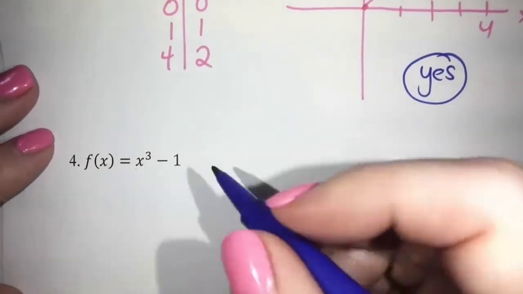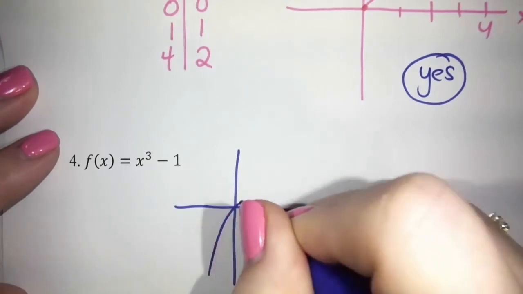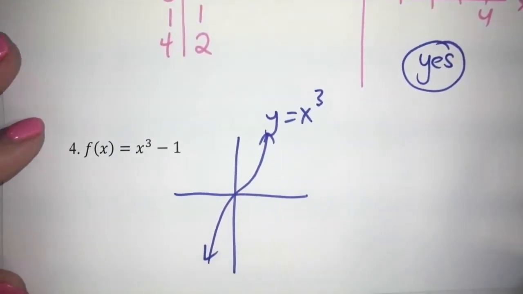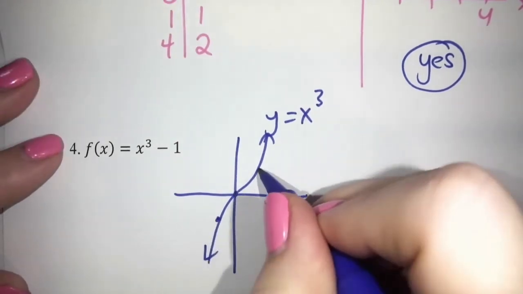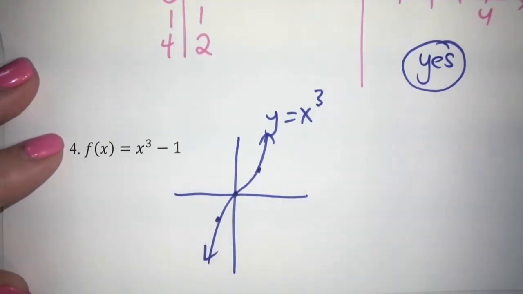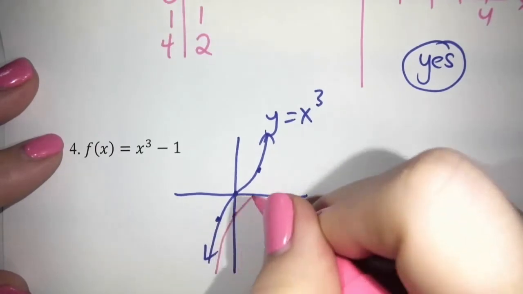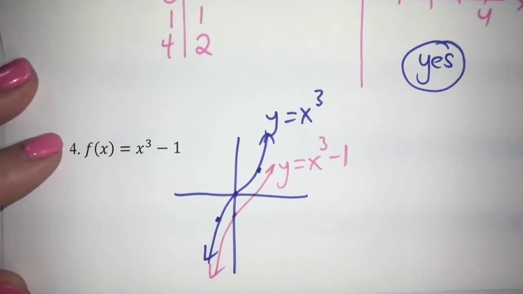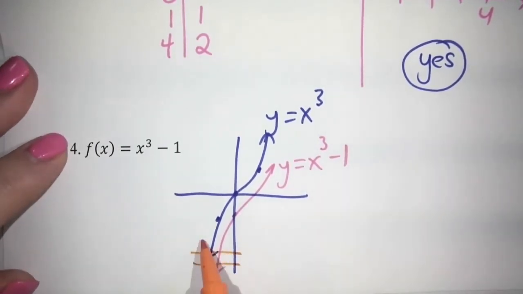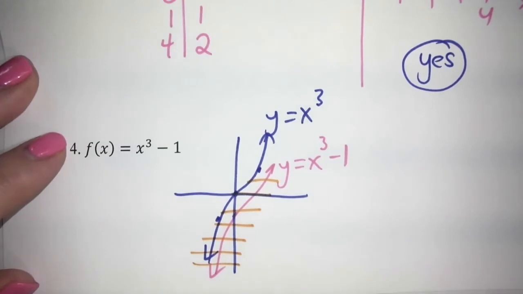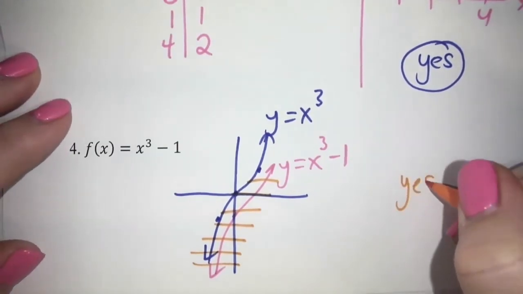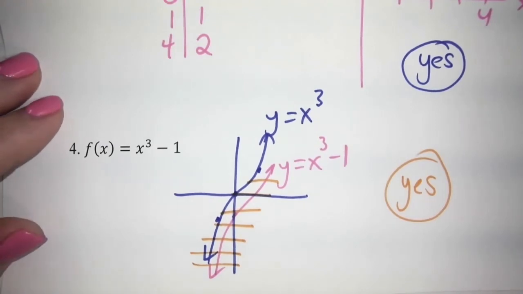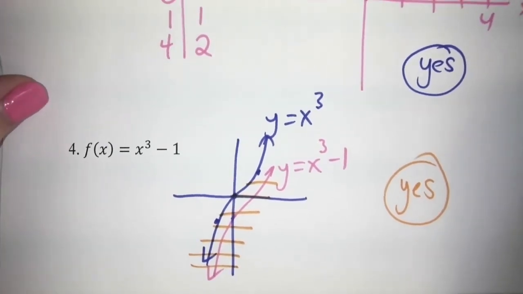And the cubic graph, y equals x cubed, looks like this. 0, 0, 1, 1, negative 1, negative 1. So you can draw a quick sketch. And then it looks like minus 1, so that's just going to move it down 1. So that's y equals x cubed minus 1. And here, no matter where I draw a horizontal line, it's only touching the graph once. So the answer is yes, this graph would have an inverse. So that's an example of a common question that you'll see on practice exams.